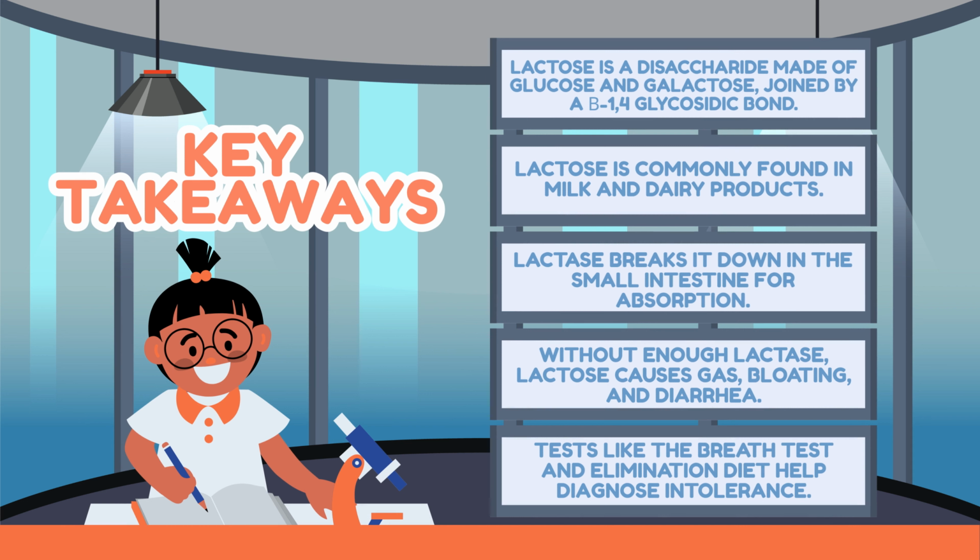We have here some key takeaways. First is lactose is a disaccharide made up of glucose and galactose connected by a β1,4 glycosidic bond. It is commonly found in mammalian milk and dairy products. Next, lactase is the enzyme produced in the small intestine that breaks down lactose during digestion through a hydrolysis reaction, allowing glucose and galactose to be absorbed in the bloodstream.